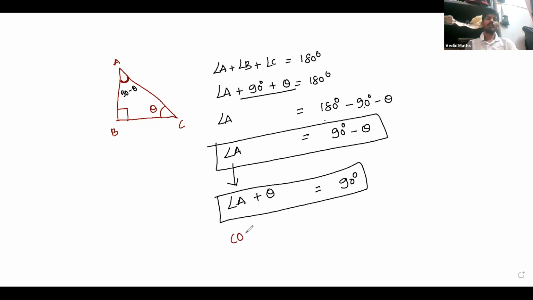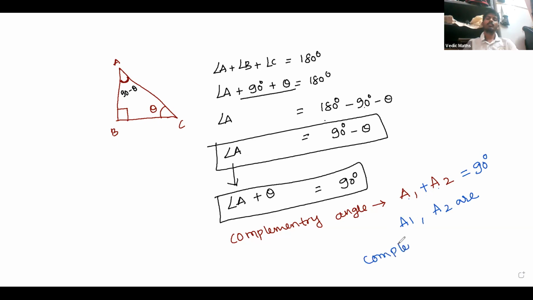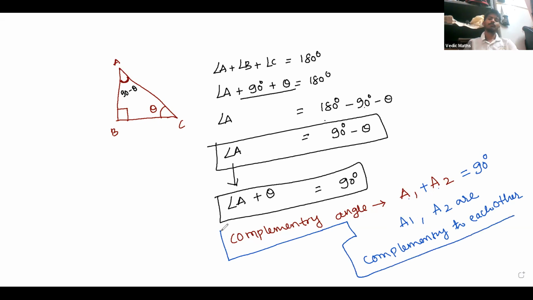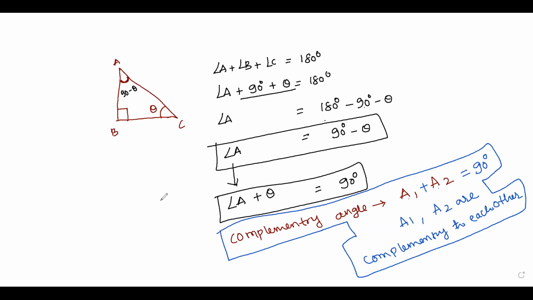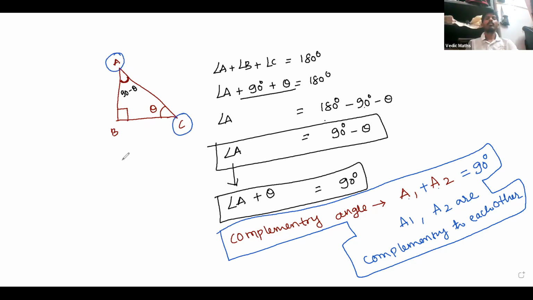The rule is complementary angles. Complementary angles mean if you take any two angles, suppose angle 1, angle 2, and add them together, then their sum is 90 degrees. Then A1, A2 are complementary to each other, we can say that. My point is clear here. Yes, sir. So now this angle and this angle are complementary to each other in the right angle triangle.